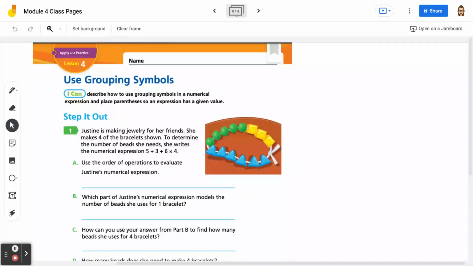So, we're going to start with the step it out question. Number 1 says Justine is making jewelry for her friends. She makes 4 of the bracelets shown. To determine the number of beads she needs, she writes the numerical expression 5 plus 3 plus 6 times 4. Use order of operations to evaluate Justine's numerical expression.